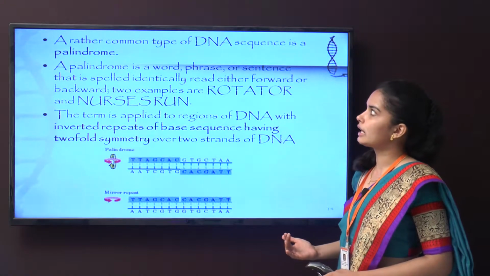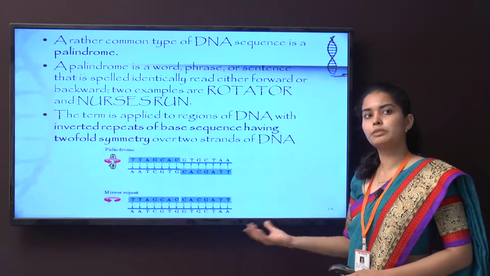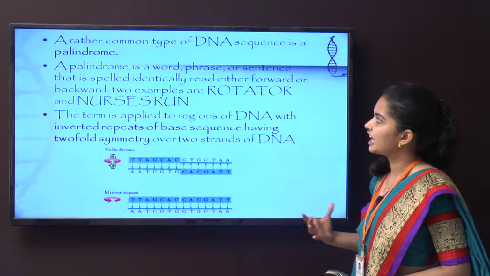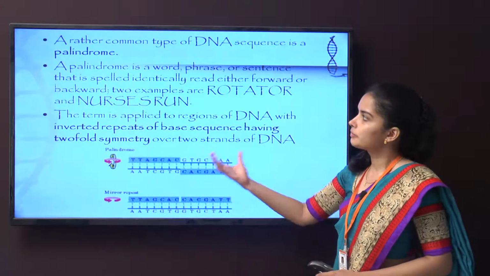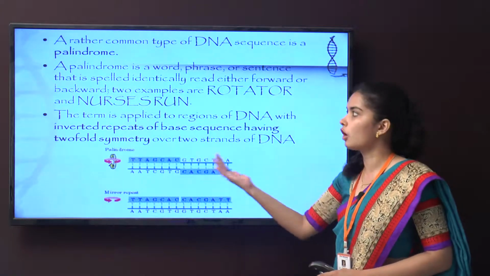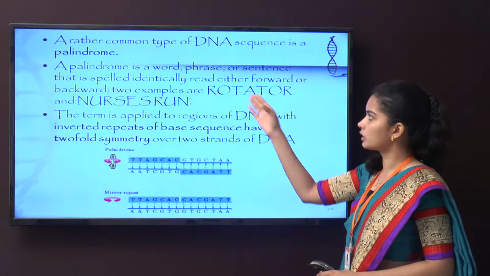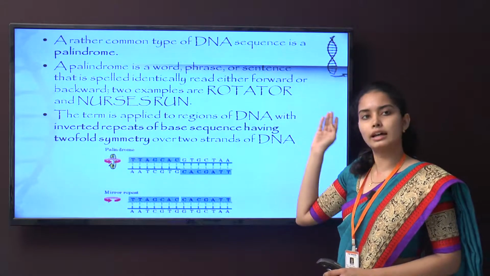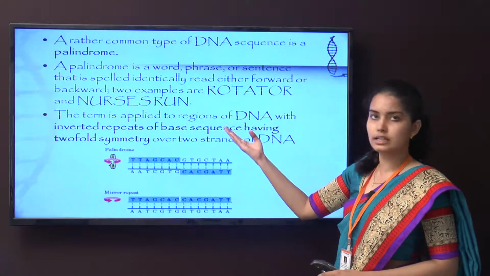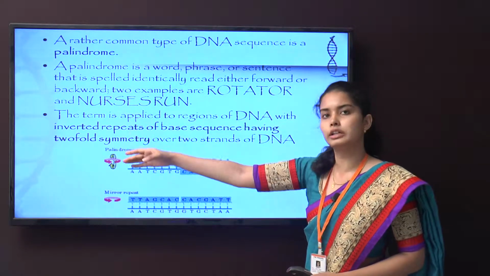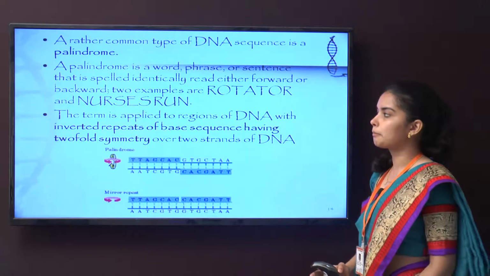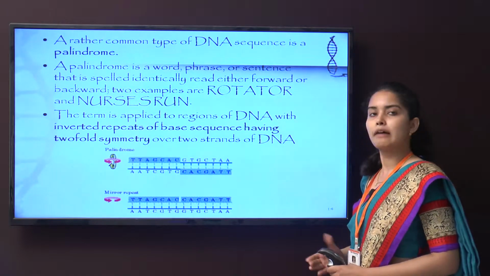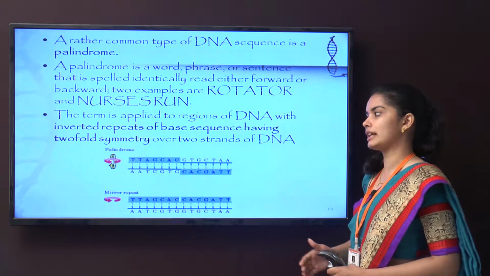A rather common type of DNA sequence is the palindrome. A palindrome is a word, phrase or sentence that is spelled identically reading either forward or backward. For example, rotator, you read it from here or from backward, both are the same, and "nurses run", if you read it from here also it is the same. The term is applied to regions of DNA with an inverted repeat of base sequence having two-fold symmetry over the two strands of DNA.